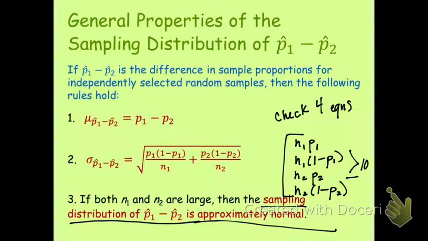So for the difference in the means, you subtract. For the difference in the standard deviations, you add. But you don't square them, you just add. And then to decide whether it's normal or not, you have to check the 4 equations. Notice that it says, no longer do we say the sampling distribution is normal. We say the sampling distribution of p hat 1 minus p hat 2. So I want you to circle that in your notes. It's the sampling distribution of the differences in proportions.